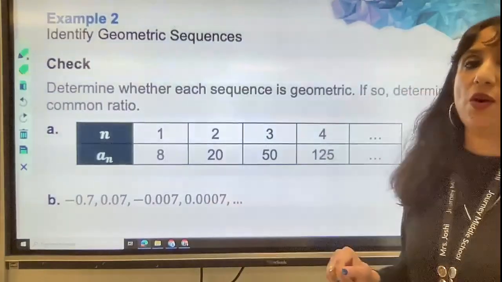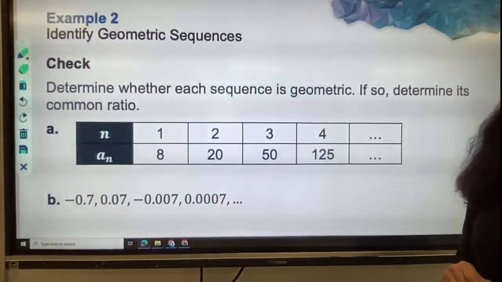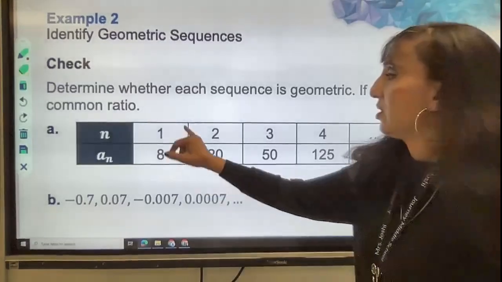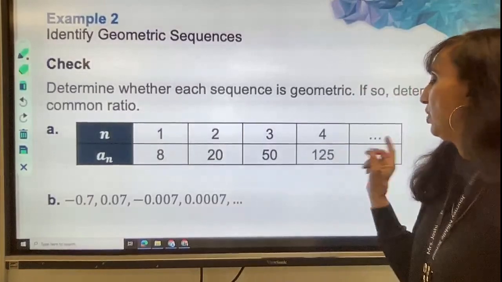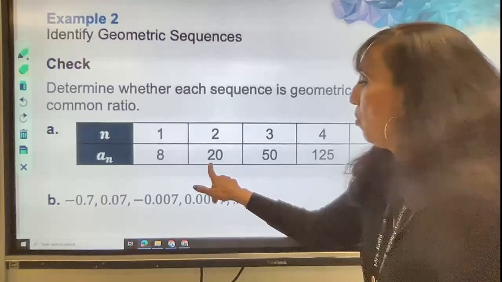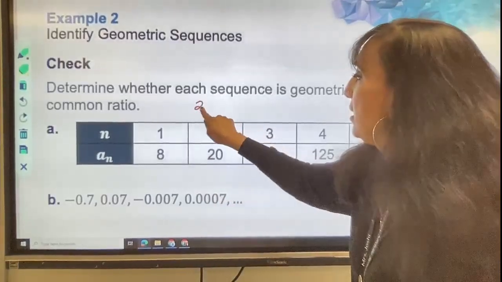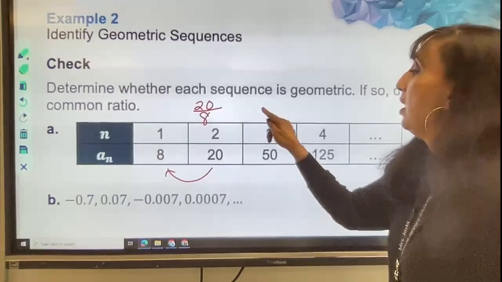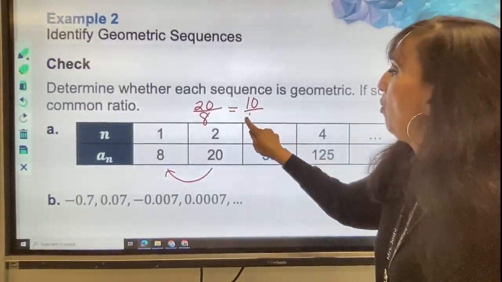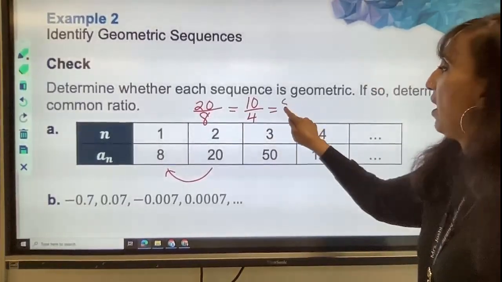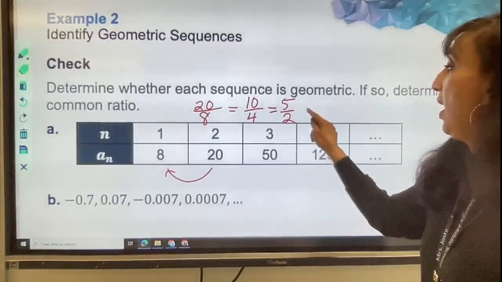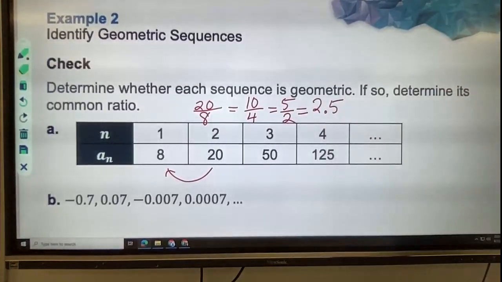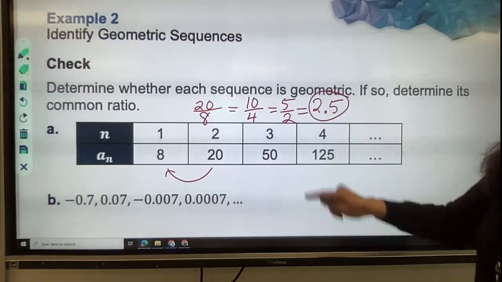All right, let's look at these two now. We're determining whether each sequence is geometric. If so, determine its common ratio. The first number is this, the second number is this, third number, fourth number, etc. So what are we doing? We are dividing 20 by 8, which is 10/4, which is 5/2. I'm just simplifying. So I get 2 and 1/2 or 2 and 5/10. This is my ratio over here.